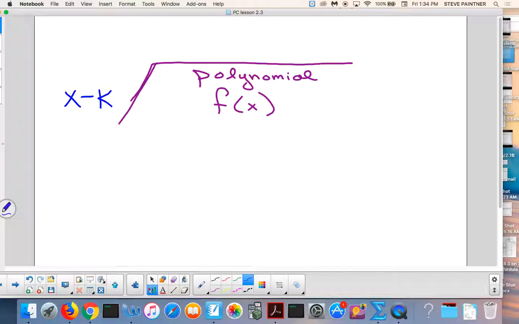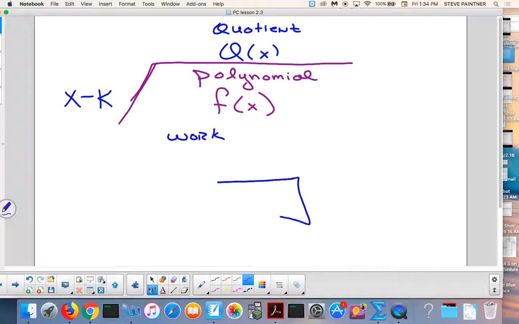Disagree, raise your hand. Agree, just do anything. Take a polynomial f of x, divide by x minus k, and what you're going to get is some kind of answer. The answer to division is known as what? Quotient. They call that q of x. Then you do all the work, and you get a remainder of whatever. Let me just call it R.